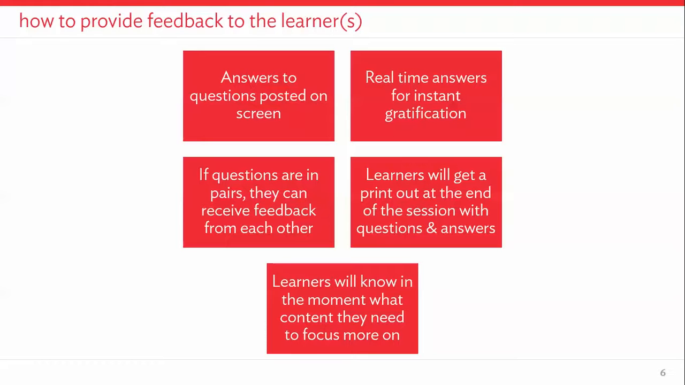Another way to provide feedback to learners is getting those real-time answers for instant gratification. The learners will know exactly what they did right and what they did wrong. If questions are in pairs, they can receive feedback from each other. So in that moment when they're trying to figure out the question and answer, they can be receiving feedback from each other. Learners will also get a printout at the end of the session with the questions and answers so that they can have a tool to go back on if they want to reference what happened in the session. And learners will know in the moment what content they need to focus more on, and they'll be receiving that feedback in the moment.